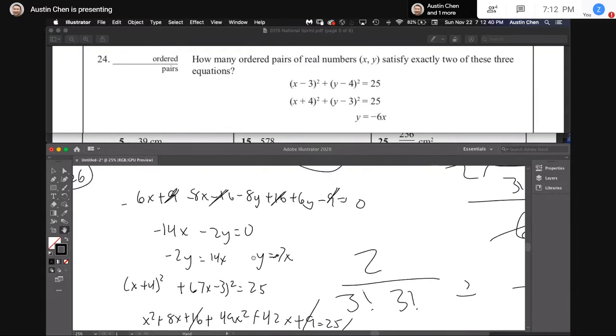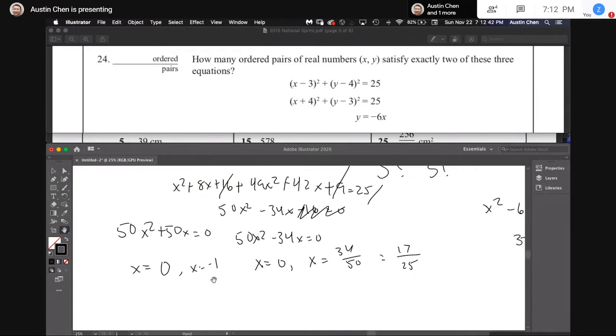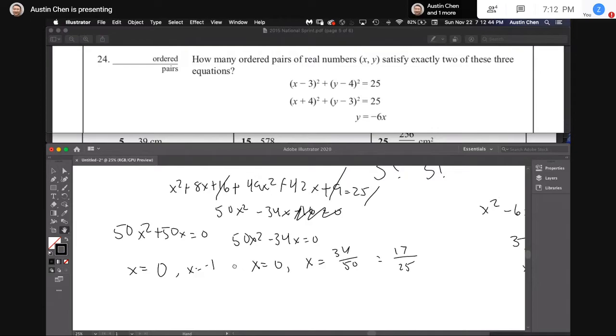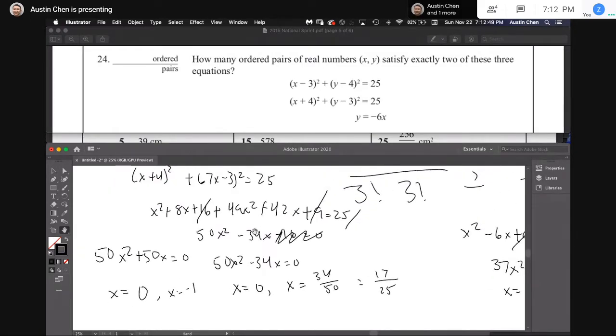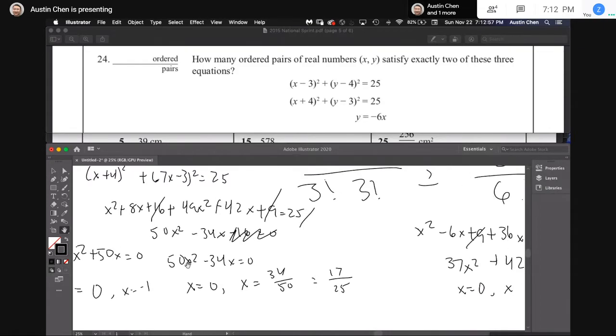Wait, do you remember what x's we got when you were doing this? Oh, no, not really. I mean, x equals 0 would definitely be one. Oh, x equals 0 would be a point where all three of them would be intersecting. Yeah.